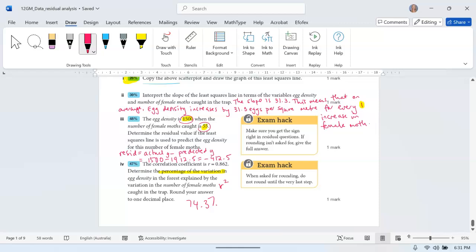All right, I hope that helps. You do need to know, every exam has something similar to this. Your SAC will have something similar to this. So make sure you get used to the interpretation.